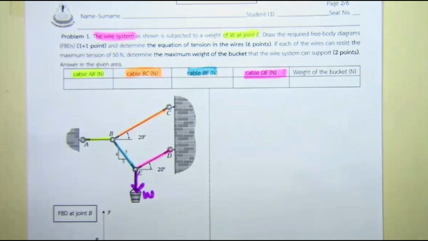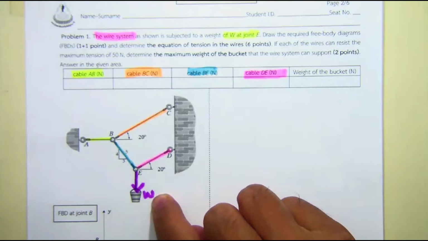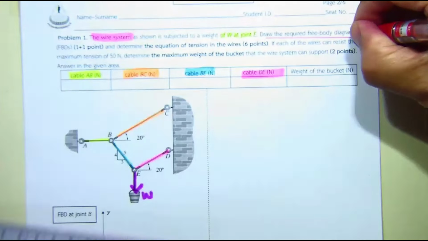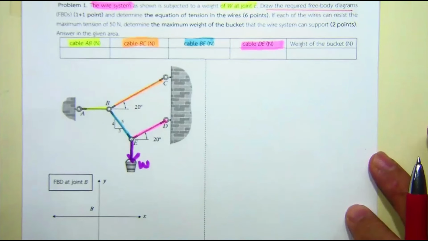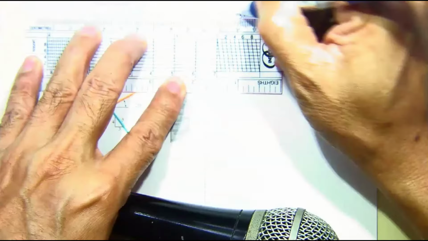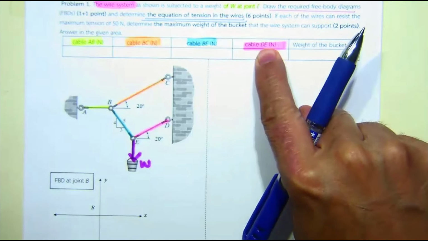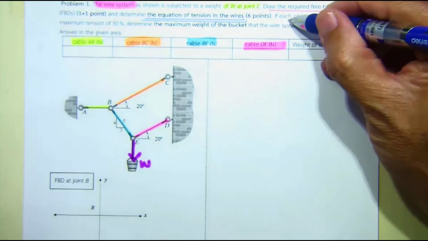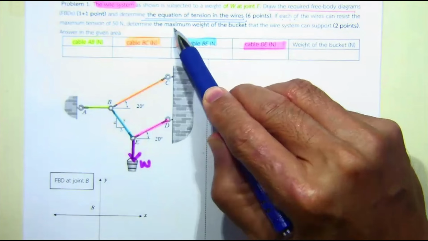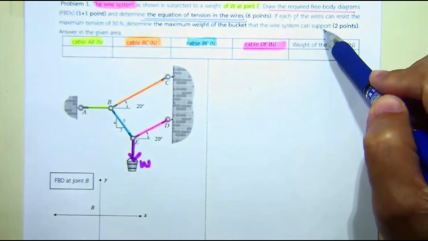But now all the answers are not going to be numbers. They are going to be functions of the weight W. Then Ajahn said, draw the required free body diagram. There is an area at the bottom for us to draw the free body diagram, and then we determine the equation of the tension in the wire. That means determining these four colors. Later we will discuss, if each wire can resist a maximum of 50 newton, determine the maximum weight of the bucket that the wire system can support.